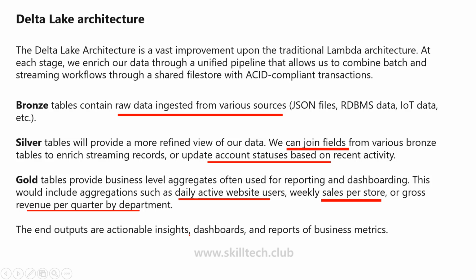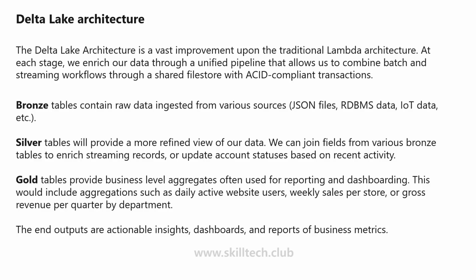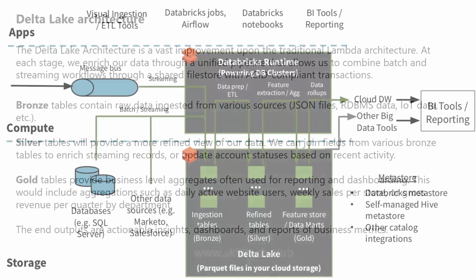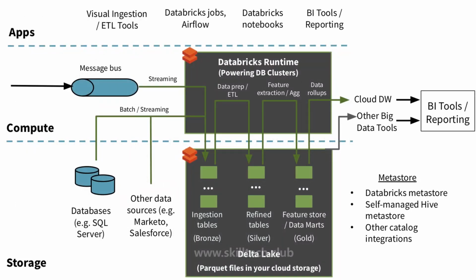The end outputs are actionable insights, dashboards, and reports which maybe you're going to associate with any existing service. This Delta Lake architecture, with bronze, silver, and gold, the detailed view of this particular architecture is going to look like this. Now, right now my Delta Lake architecture is focusing only on this box, but I want you to see the full picture, and that's the reason I have associated this Delta Lake architecture with the other services which are associated with that.